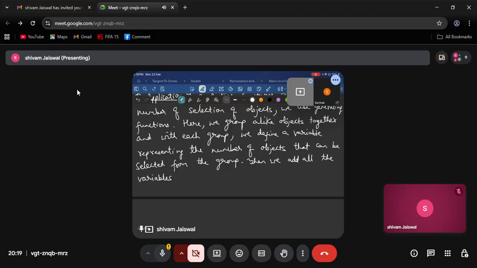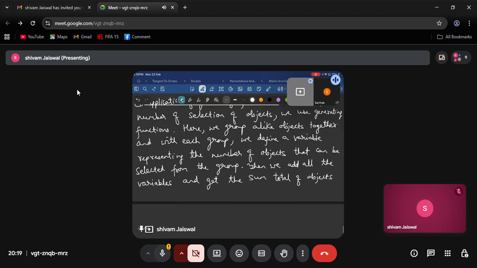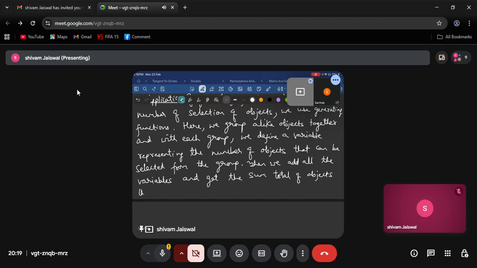And get the sum total of objects that need to be selected. Okay, I'll give you an example. It will be more clear. You'll understand.